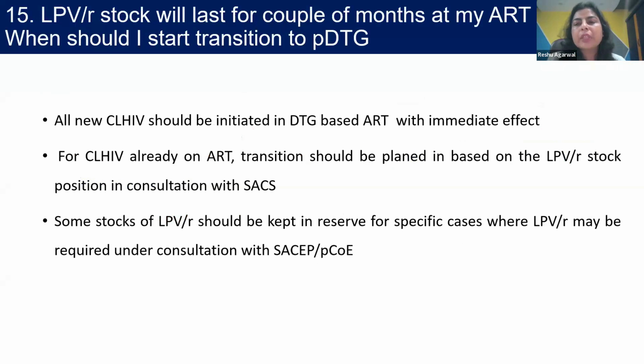Coming to the logistic piece, there might be some ART centers where lopinavir ritonavir stocks may last for a couple of months. So they might have sufficient stock. In such cases, when should the transition to pediatric DTG be started? In such cases, all new children should be initiated on DTG based ART with immediate effect. Because now with the availability of DTG, we do not want our children to be exposed to lopinavir and then after some time shift them to DTG. So with immediate effect, as soon as pediatric DTG is available at your centers, all new children should be initiated on DTG-based ART.